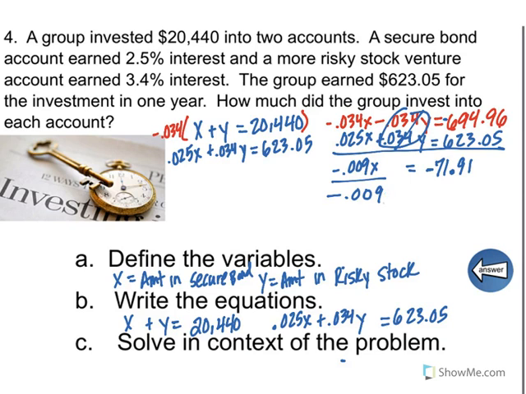These decimals are tripping me up. Divide everything by negative 0.009. Okay, so when I do that, I get x is equal to 7,990. So that's the amount invested in the secure bond.